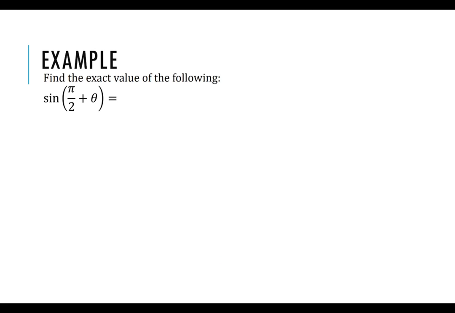Well, sine of pi halves plus theta, if you were to think about the graph, that's really asking the question, what if you took the sine function and you shifted it left pi halves? Well, what does that look like? But I claim we can figure that out using the sum and difference identities. So the sine is going to be sine of pi halves times cosine of theta plus cosine of pi halves times sine of theta.